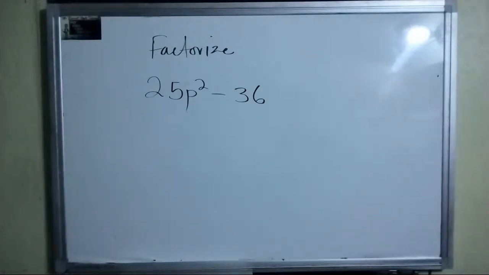Alright, so it's 25p squared minus 36. When you factorize that, what do you guys get? I have to spend some time on factorization because you guys don't fully get it. If that's the case, we can do that, alright? So it's very easy though, guys.